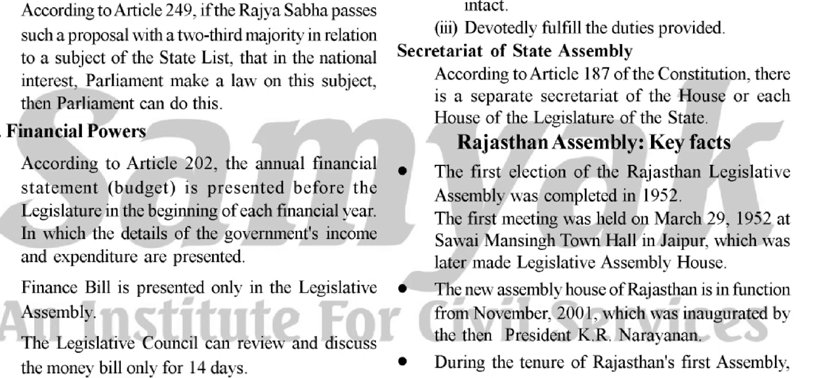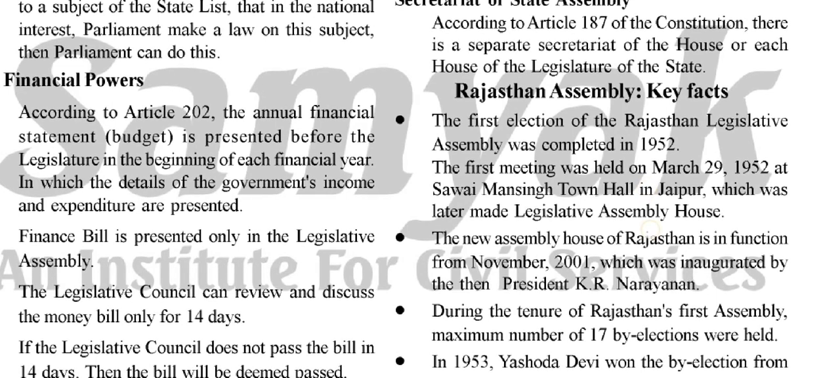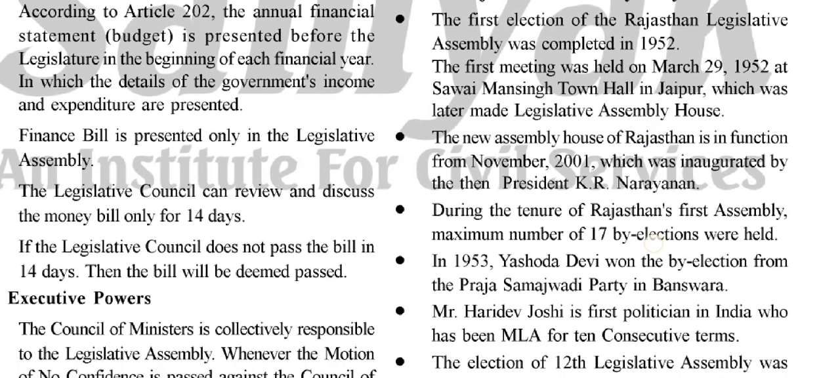Rajasthan Assembly. Key facts. The first election of the Rajasthan Legislative Assembly was completed in 1952. The first meeting was held on March 29, 1952 at Sawai Man Singh Town Hall in Jaipur, which was later made Legislative Assembly House. The new Assembly House of Rajasthan is in function from November 2001, which was inaugurated by the President K.R. Narayanan. During the tenure of Rajasthan's first assembly, the maximum number of 17 by-elections were held.